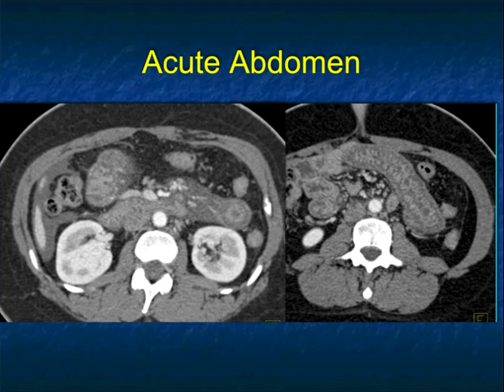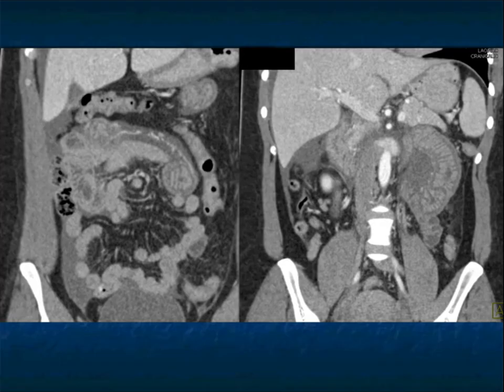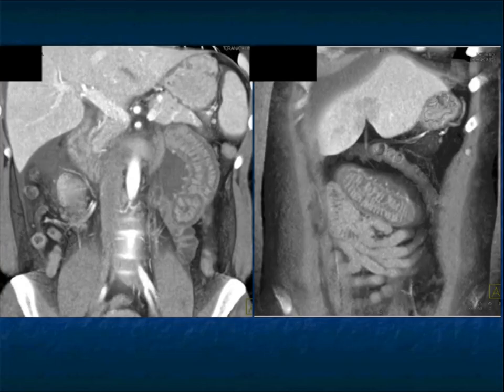Look at this other example. Look at the prominence of the duodenum and the jejunum. Look at the thickening and edematous changes of the folds. Look how extensive it is. That is indeed pretty impressive.